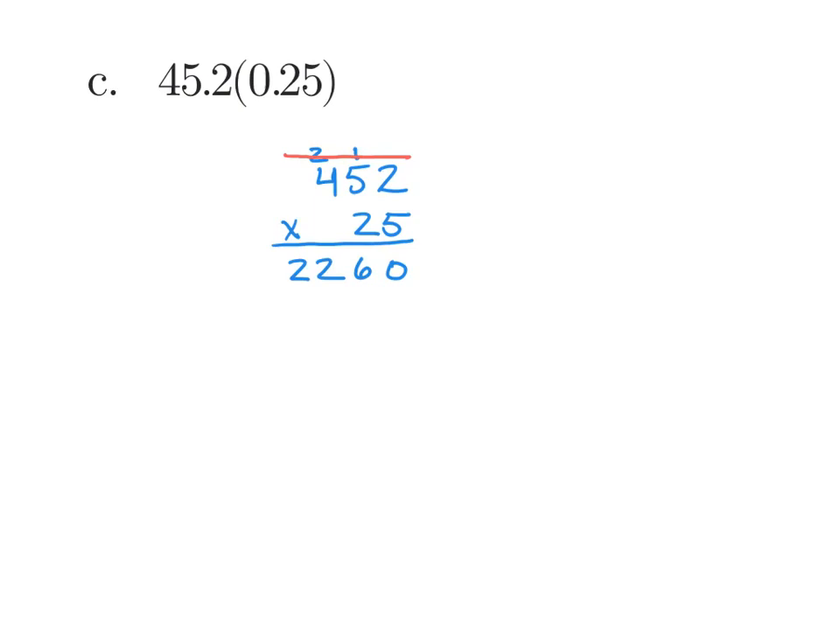Okay, now we're going to multiply by 2. We get 2 times 2 is 4. And remember, we want to line up under the digit that we are working with. So since I'm working with the 2, I want to line up underneath the 6 of my previous answer. So 2 times 2 is 4. 2 times 5 is 10. Carry the 1. And 2 times 4 is 8, plus 1 is 9.